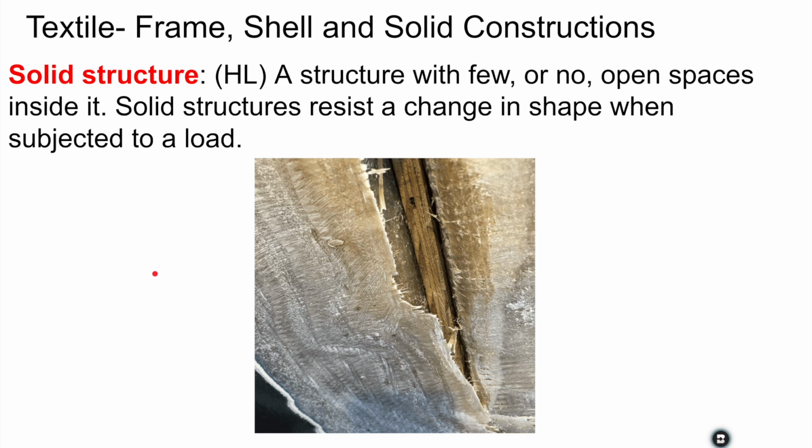It's difficult to find solid structures that are made out of cloth, but you can impregnate the cloth with resins, and you can make things like fiberglass. And so, for instance, this is an example of fiberglass. So this is going to be a cloth made of fiberglass that is impregnated with resin, and that makes a solid structure.